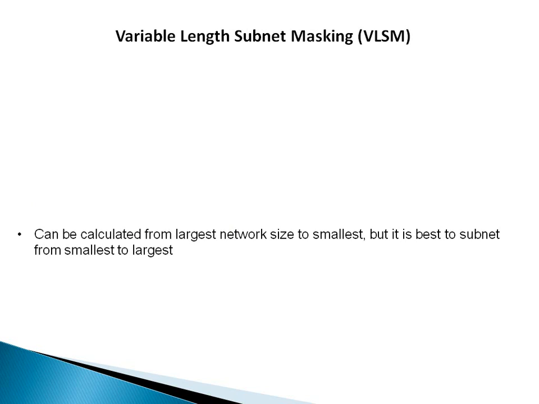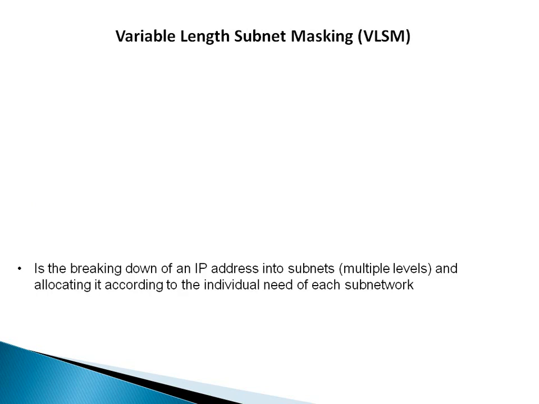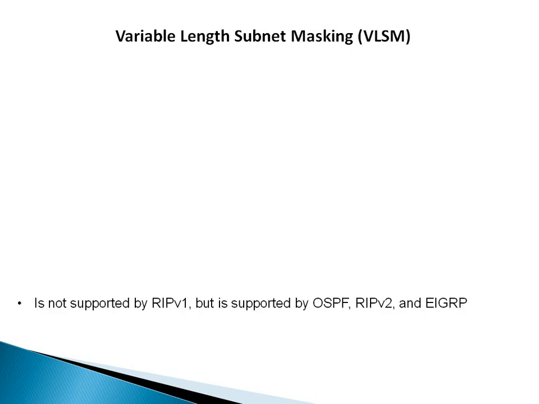It can be calculated from the largest network size to the smallest, but it is best to subnet from smallest to largest. It's the breaking down of an IP address into subnets, multiple levels, and allocating it according to the individual need of each subnetwork. It is not supported by RIP version 1, but is supported by protocols such as OSPF, RIP version 2, and EIGRP.